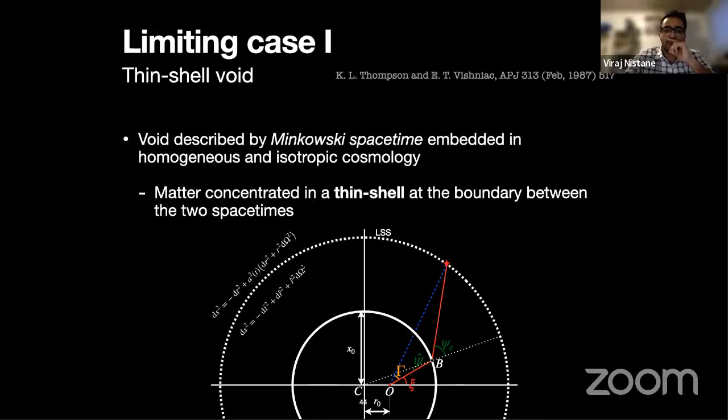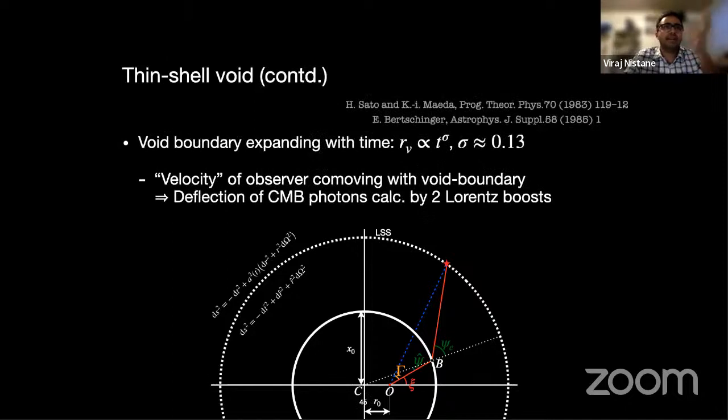So we also want to compare our LTB results to this limiting case, so that we can basically just estimate the correctness of our LTB results with this simple analytic model. And here we just assume that the void boundary is expanding with time t. So this also has been studied in these two references, where this sigma parameter is of order 1.